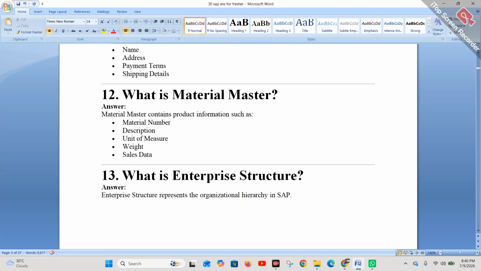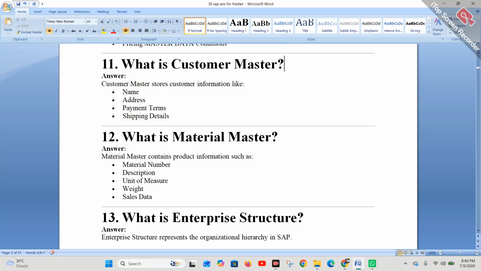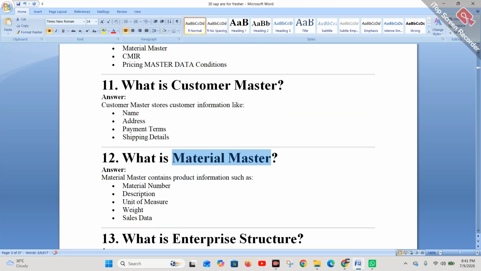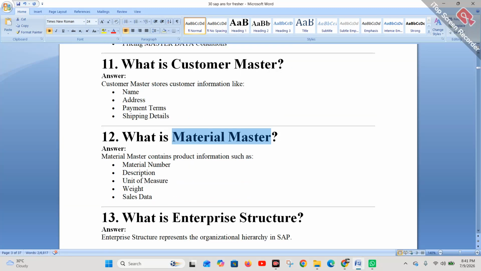Okay. Then next question, the master data, material master data. This is the second, material master data. Material master data contains the information about the product sold by the company. It includes information like the material name and number, the material description, the unit of measure, the weight, and the sales data, purchasing data, and other information that the material master data contains.